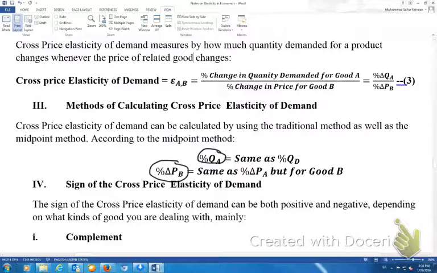So it seems like in this discussion it is very important what kind of relationship holds between these two goods, good A and good B. As we are going to see in a minute, depending on what kind of relationship exists between these two goods, the cross price elasticity of demand could be a positive number or a negative number. Let us carry on with this discussion.